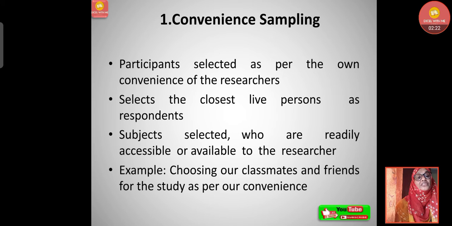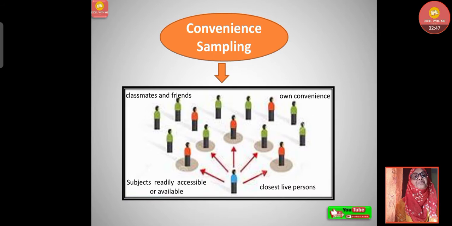Convenience itself tells you that it will be convenient to the researcher, that is, participants are selected as per the own convenience of the researchers. They select the closest persons as their respondents. Subjects are selected who are readily accessible or available to the researcher. For example, choosing our classmates and friends for the study as per our convenience.